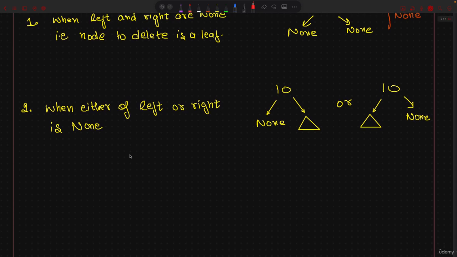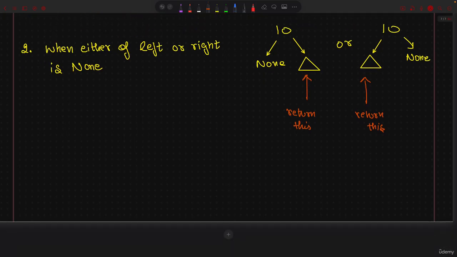Okay, so let me just draw it here as well. Return this, return this. Right, everyone? So when we delete 10, the leftover tree will be returned. Great. So pretty short. It is also clear.